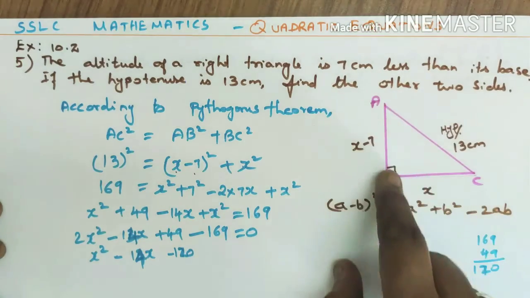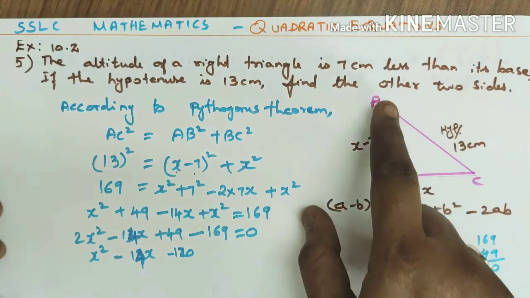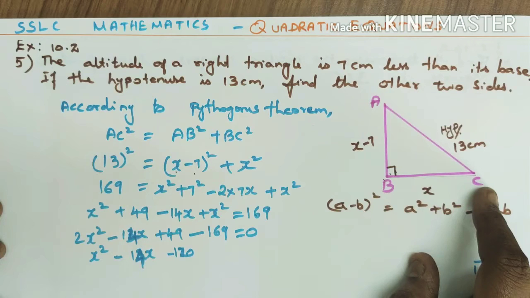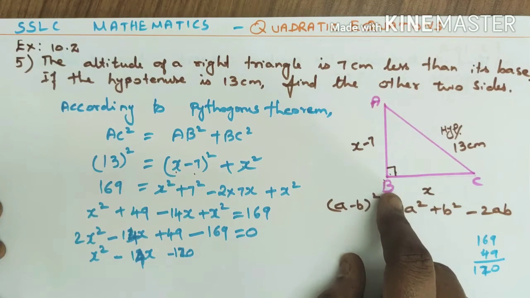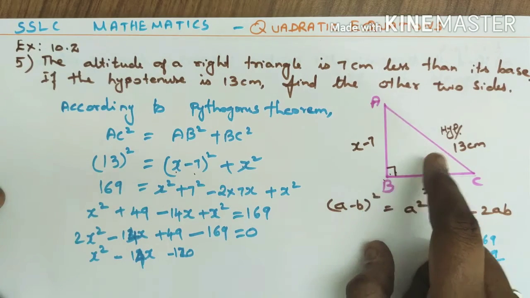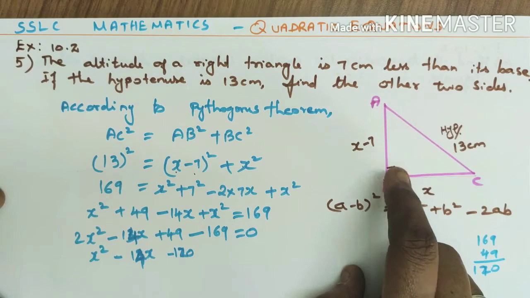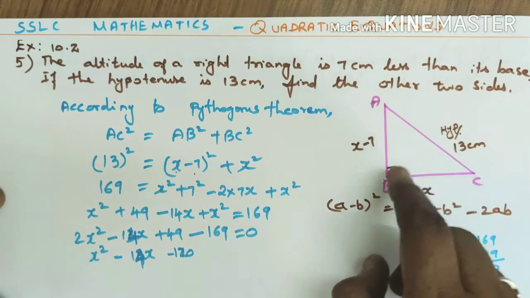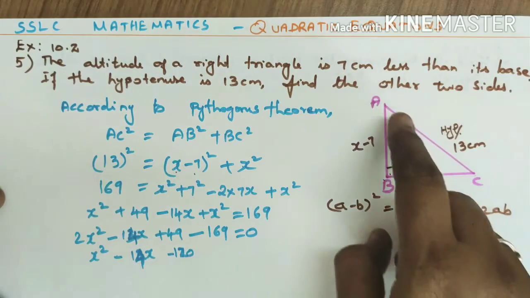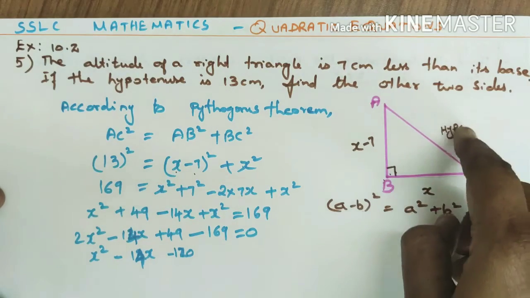So here let me draw one right angle triangle. ABC is a right angle triangle. Right angle means one angle should be 90 degree. So here angle B is 90 degree. Which will be the hypotenuse? The side opposite to this 90 degree. Here the angle B is 90 degree, so which side is opposite? AC is the opposite side. So we should consider this as the hypotenuse.